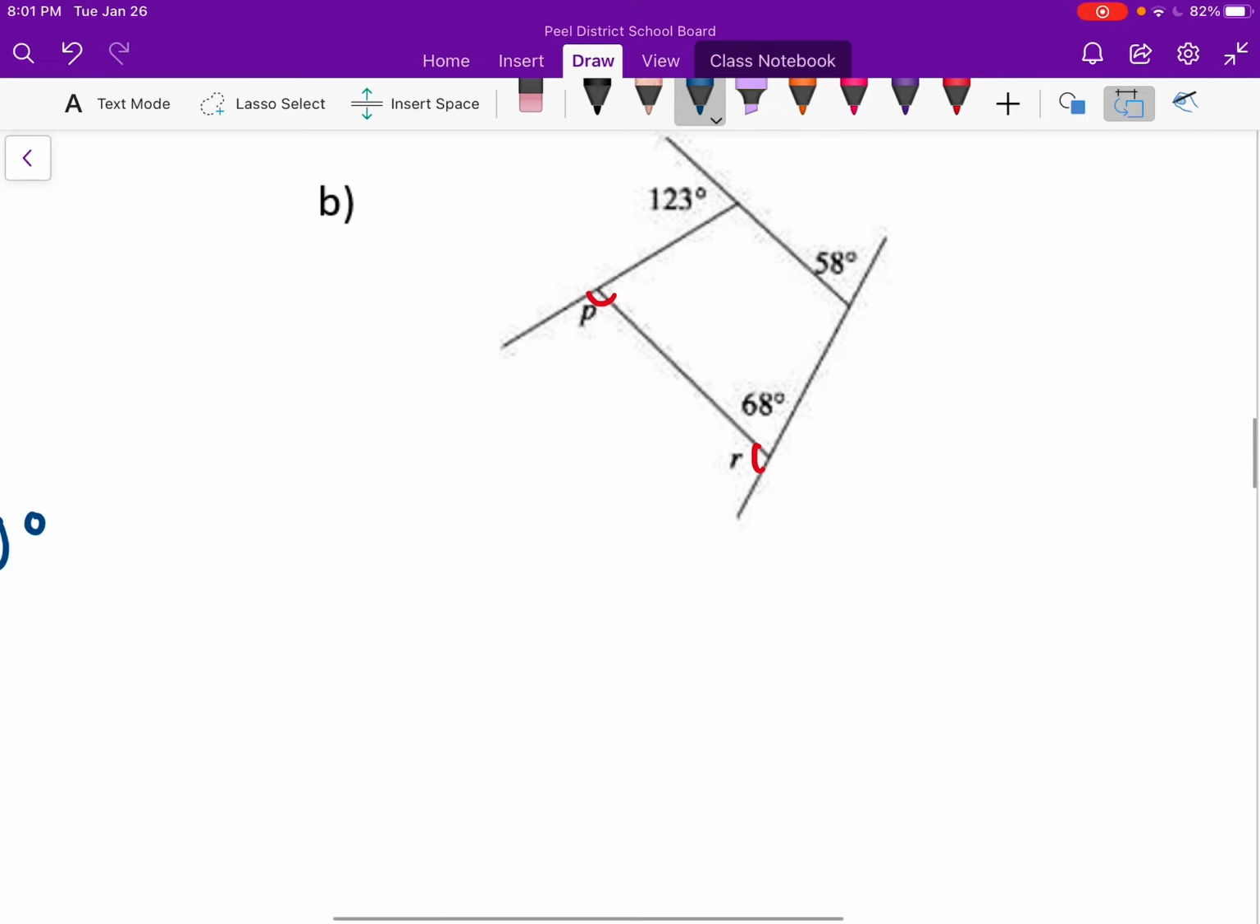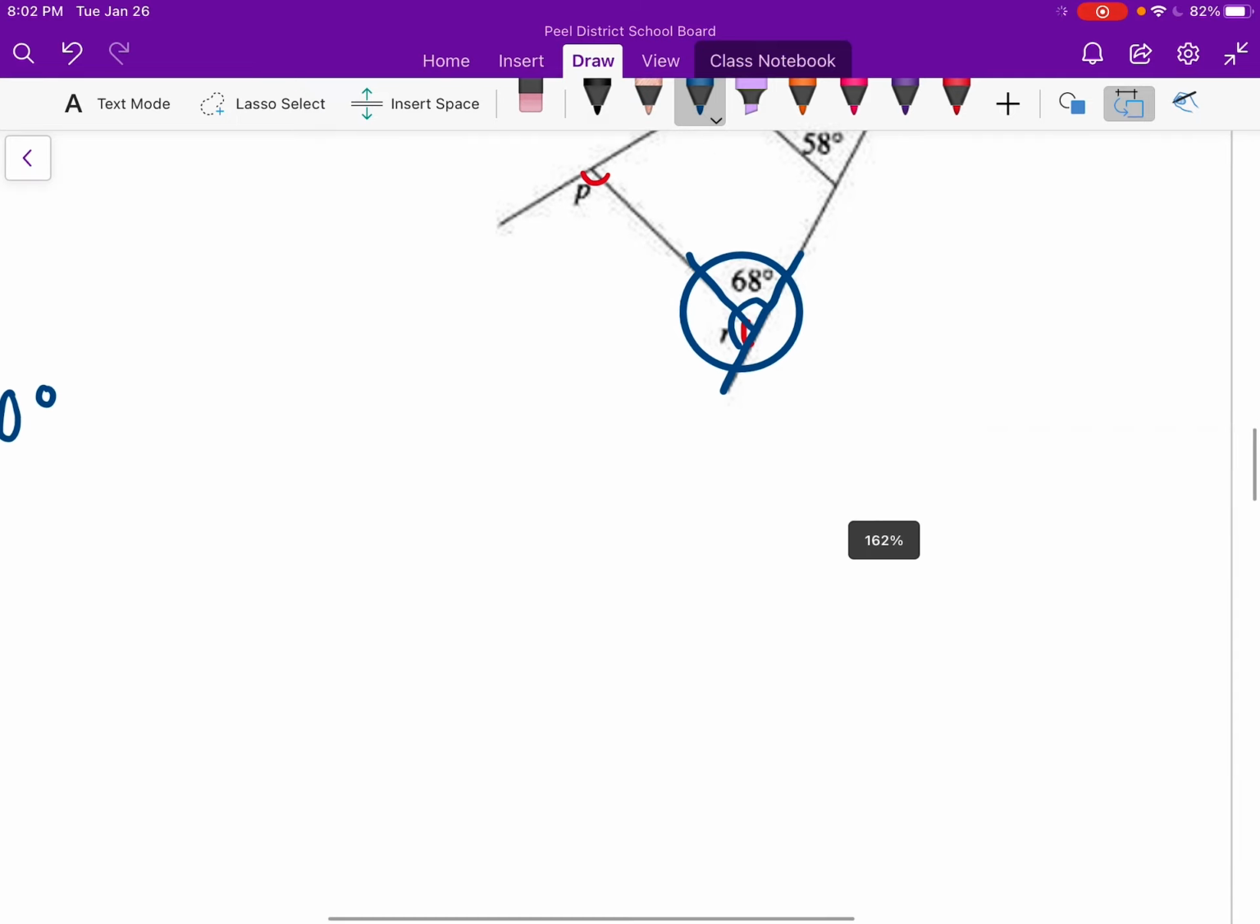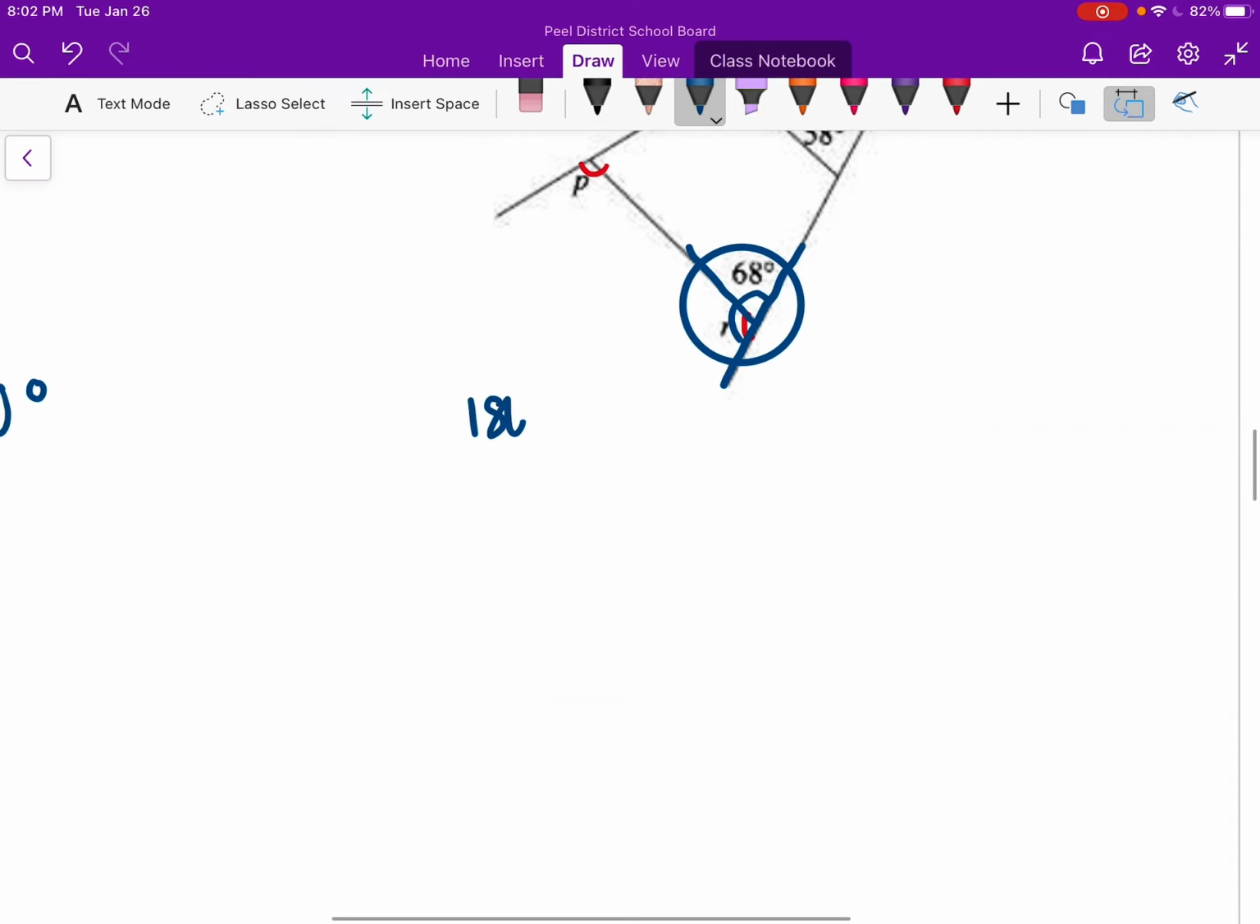So, I don't know what P is. I don't really have any information here. I kind of just have nothing to work with. So then I'm going to go here and ask, do I have any information to work with on this R? And I do. I have 68 degrees and I have that this is a straight line, which means that this 68 degrees is going to be supplementary to that R. So I can say 180 minus that 68 is going to give me R. So 180 minus 68 is going to be 112 degrees.